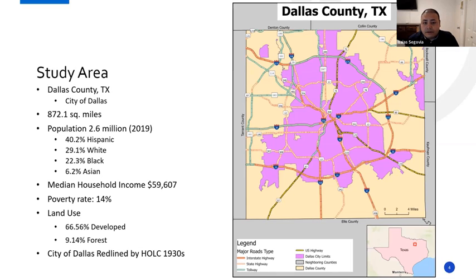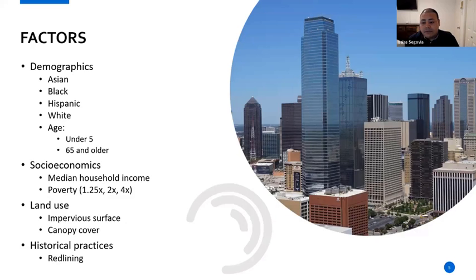The land use for the county consisted of 66% canopy cover, which is forest. During the 1930s, the city of Dallas was redlined by the US federal government through the Homeowners Loan Corporation for the allocation of federally backed loans. This slide shows the factors that this study looked at to try to determine how the UHI is being distributed in Dallas County.